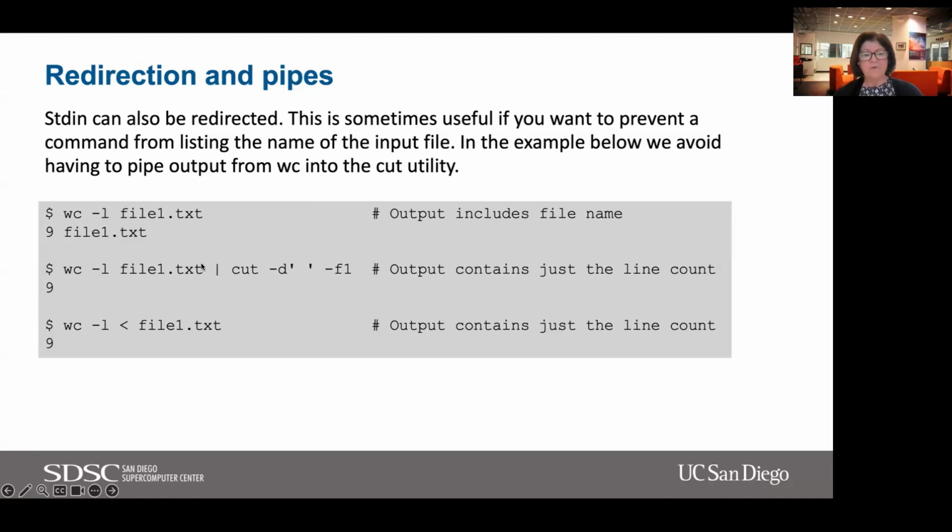We can also pipe that into cut. So we just look at the first output from word count, and out comes the number 9. And now we want just the line count, which is 9 lines. So you can do different things with these different pipe and redirection commands.